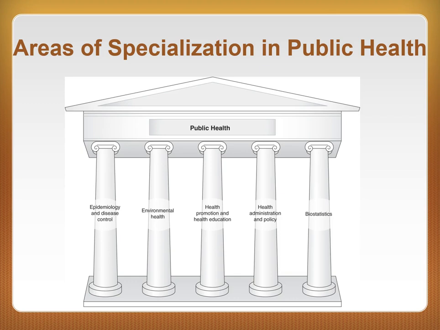Currently, the University of Minnesota Twin Cities has the formal four pillars: biostatistics, environmental health sciences, epidemiology and community health, and health policy and management. Some other universities, like the University of South Carolina, have a health promotion and health education department. So it varies from university to university, but essentially we should know that there are 5 major pillars of public health.